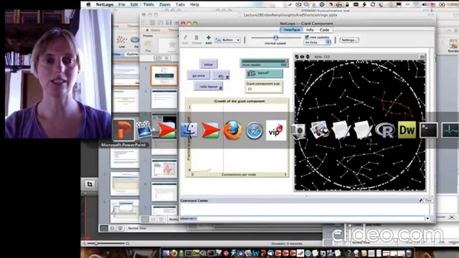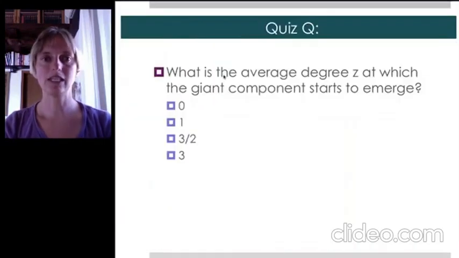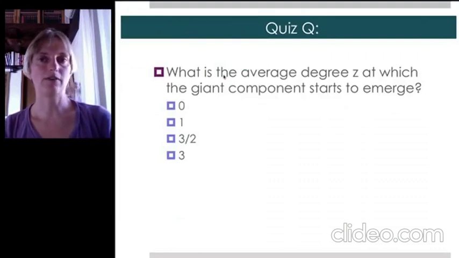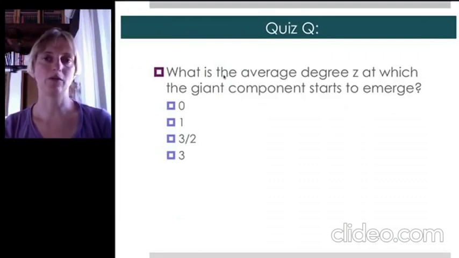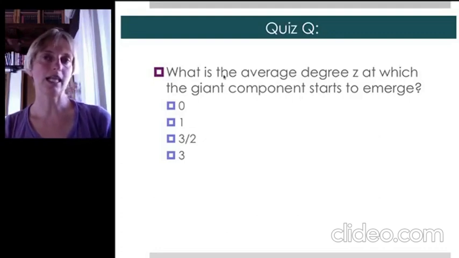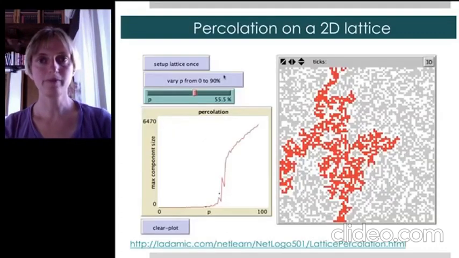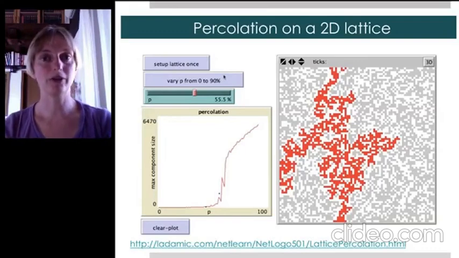So that takes us to the next quiz, which is just what is the average degree of a node in the graph at the point where the giant component emerges. And if you remember from week 1, the giant component is a component that occupies a finite fraction of the graph as the graph grows. So the idea is that even for a very large graph, if you have a significant fraction of the nodes being connected, then this is the giant component. This is somewhat related to percolation, which is studied in physics.